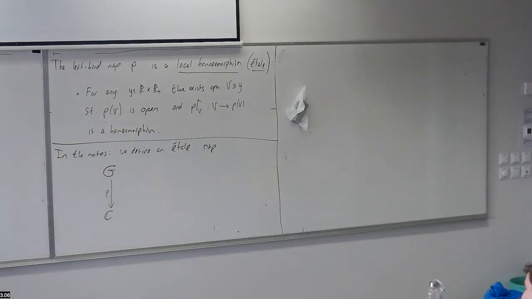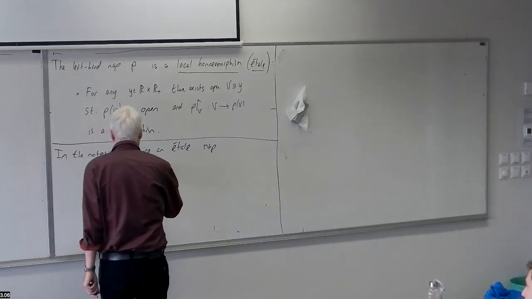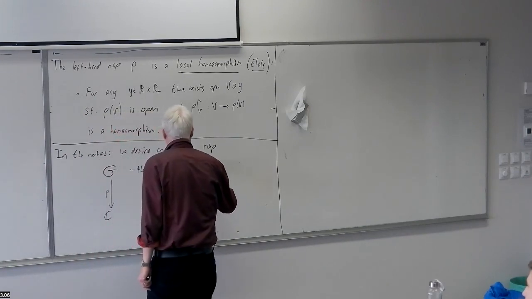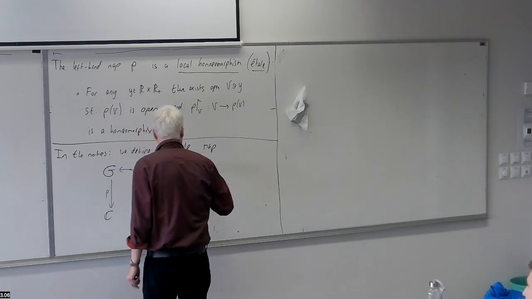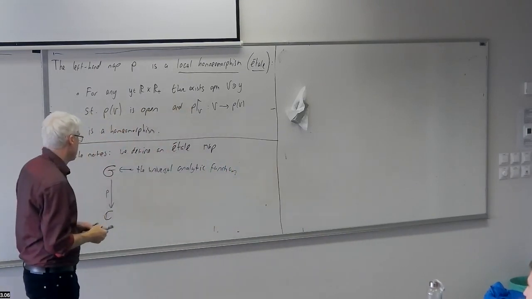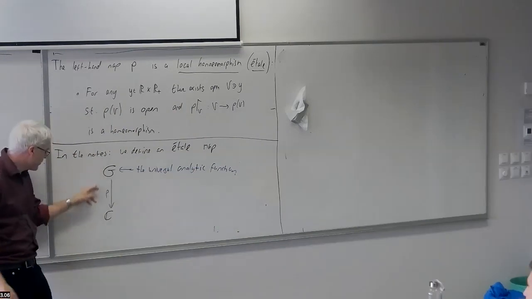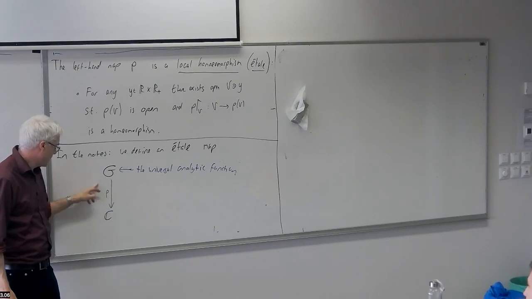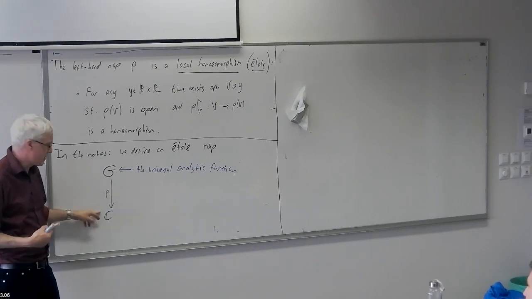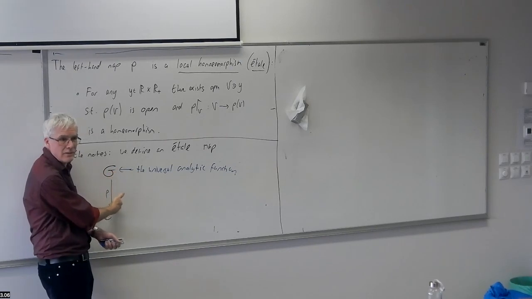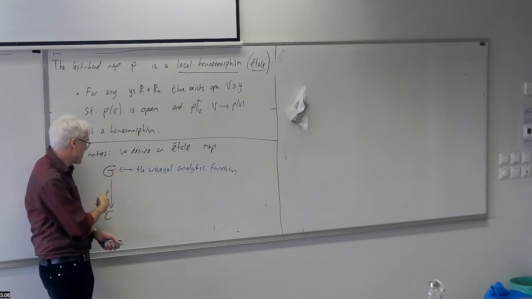So this is called the universal analytic function. That's G. Again, it's given as a topological space together with a continuous map which satisfies this local homeomorphism property into the complex numbers. So that's a topological space which this map is exhibiting as a complex manifold, namely as a Riemann surface.